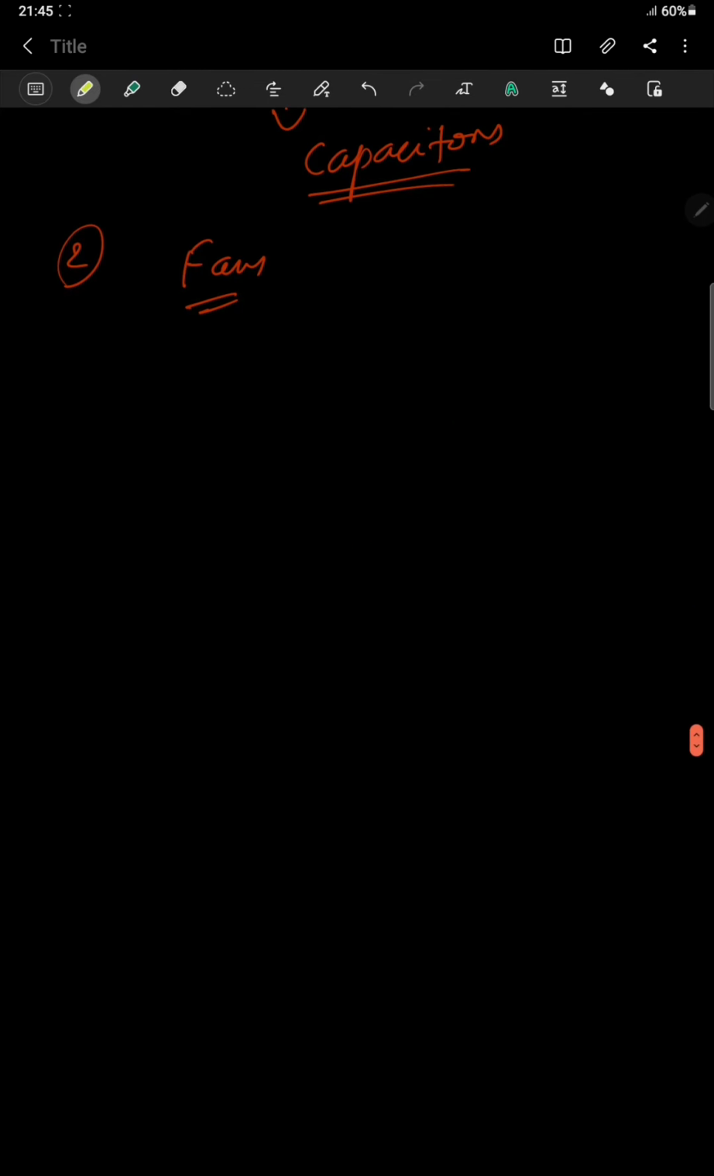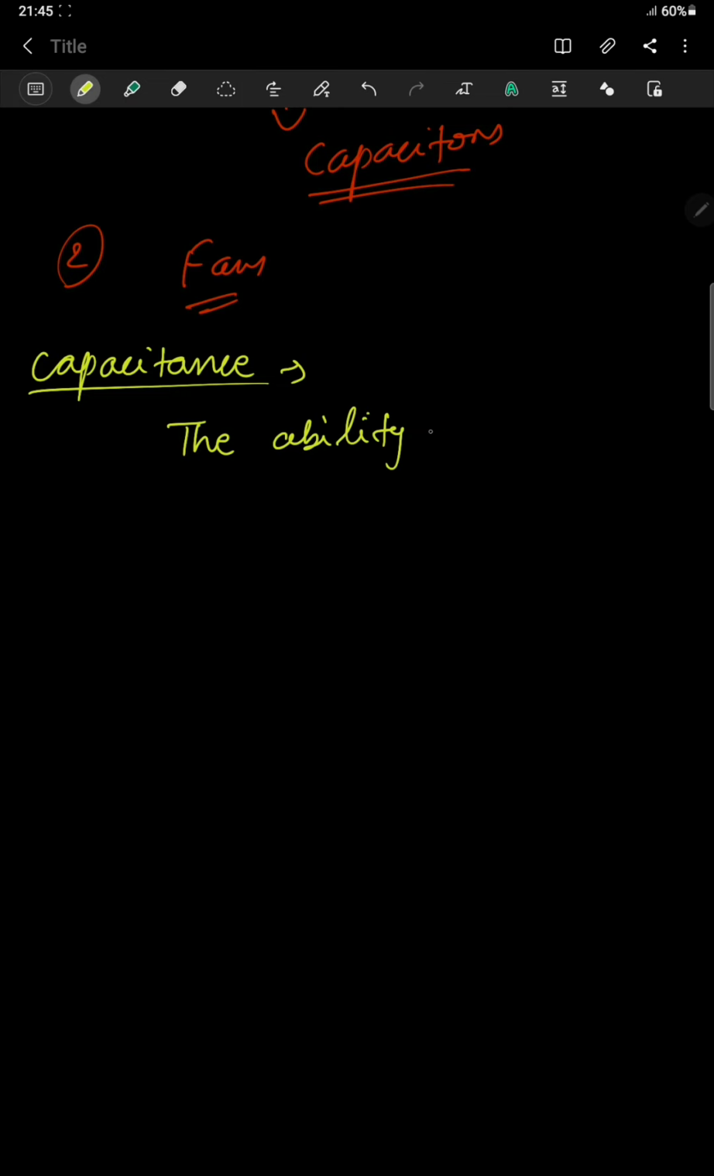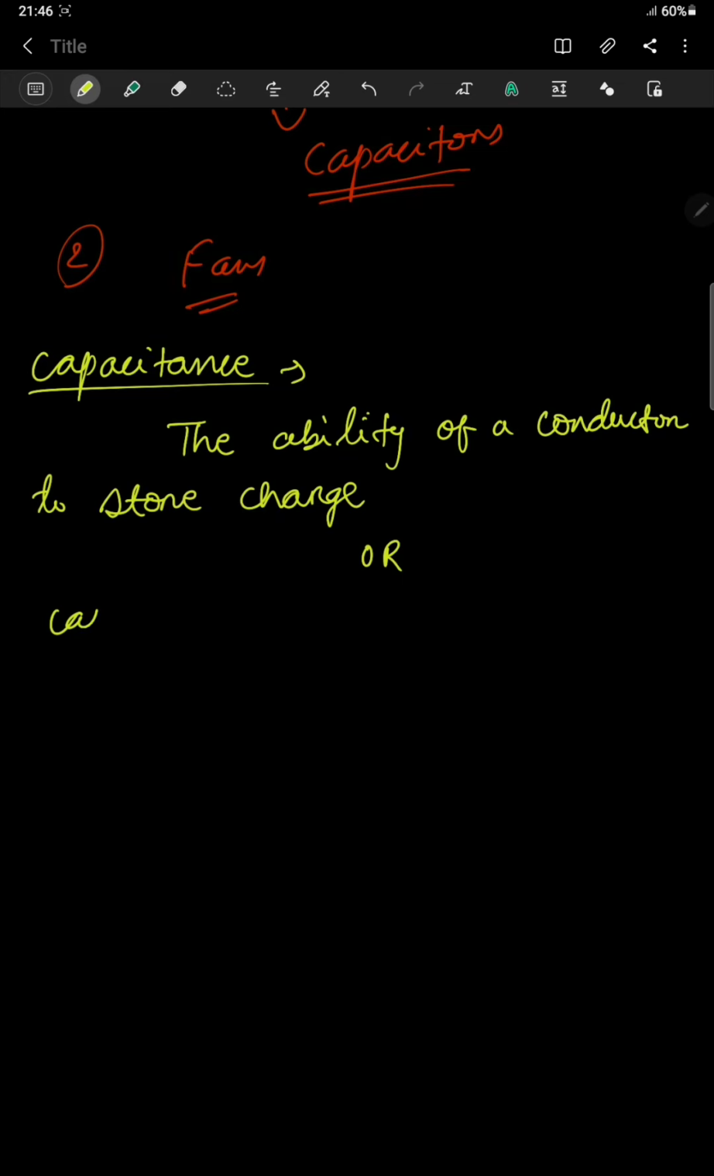Okay, the second term which is of importance is capacitance. Okay, now what is capacitance? Capacitance is the ability of a conductor to store charge. Okay, or you can say capacity to hold the charge per unit potential.